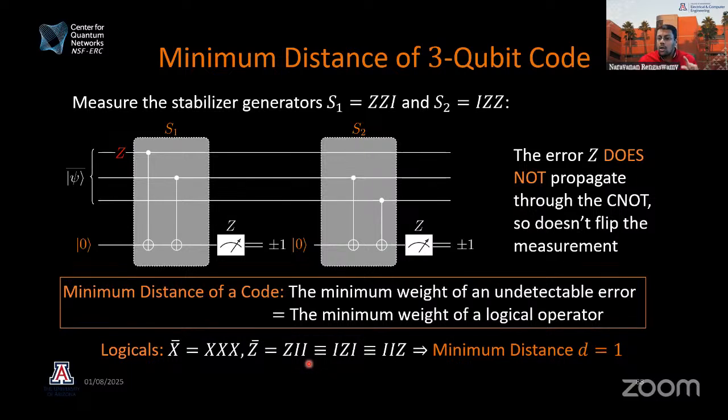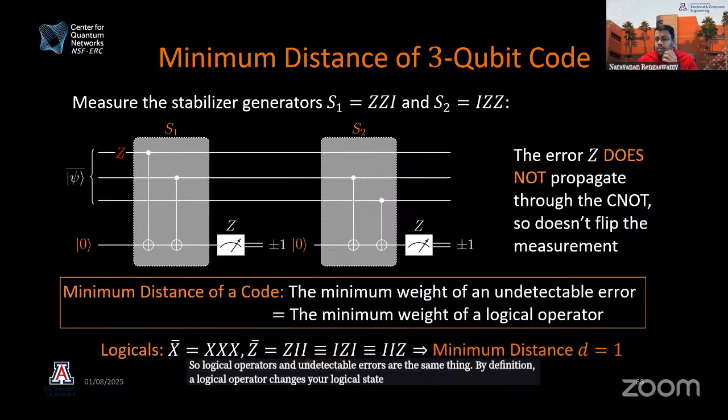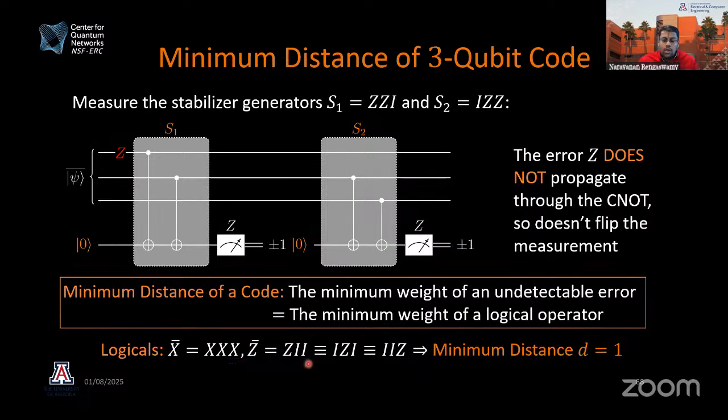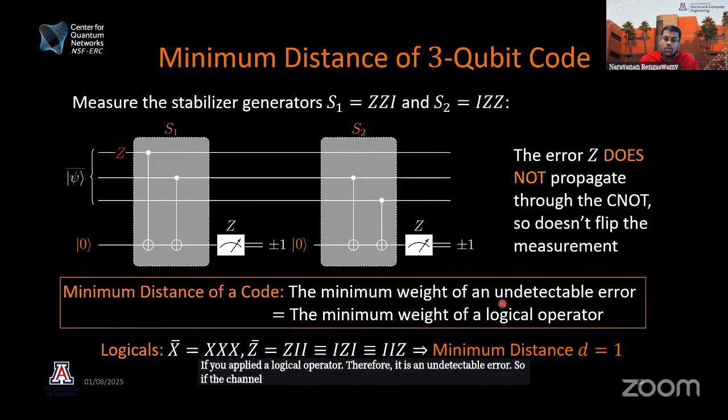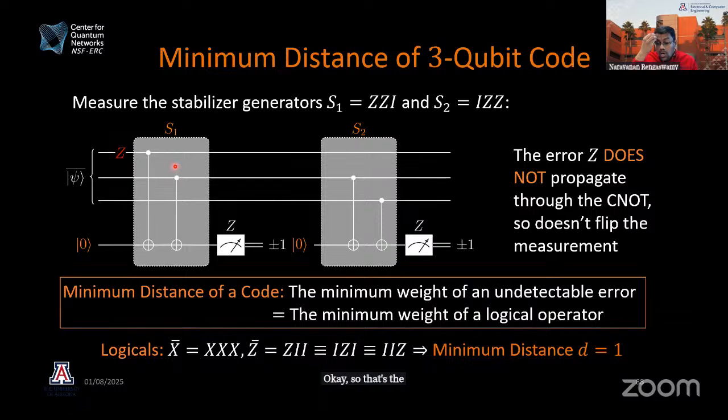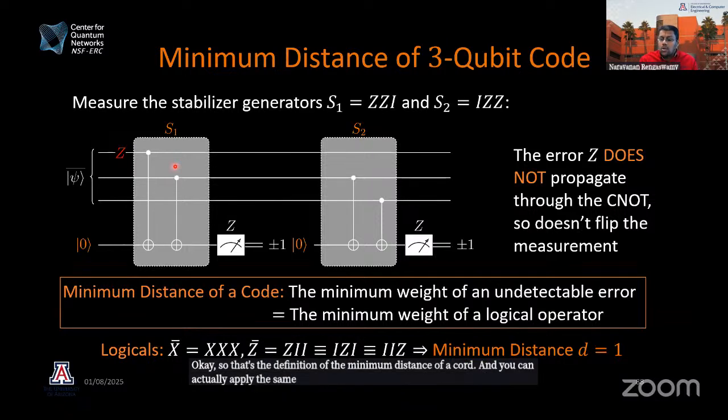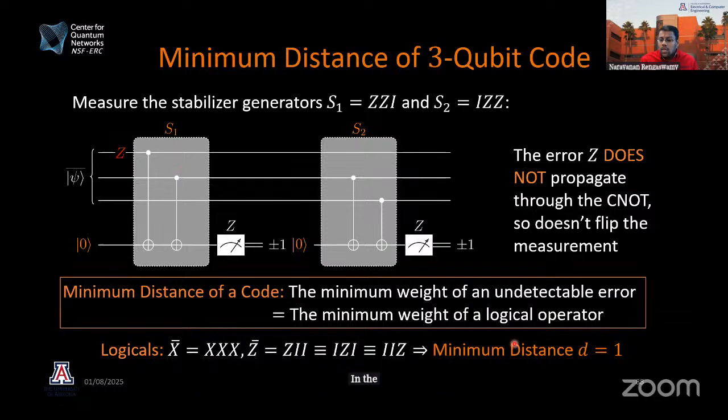By definition, a logical operator changes your logical state, which means it maps a code state into a different code state, and therefore the syndrome will always be +1 if you applied a logical operator. Therefore, it is an undetectable error. So if the channel applies a logical operator, we are screwed. Okay, so that's the definition of the minimum distance of a code, and you can actually apply the same definition to a classical code. In the case of a classical code, a logical operator is actually a code word. So Michele already told you that the minimum distance is the minimum weight of a code word for a linear code, and that's the same as saying it's the minimum weight of a logical operator.